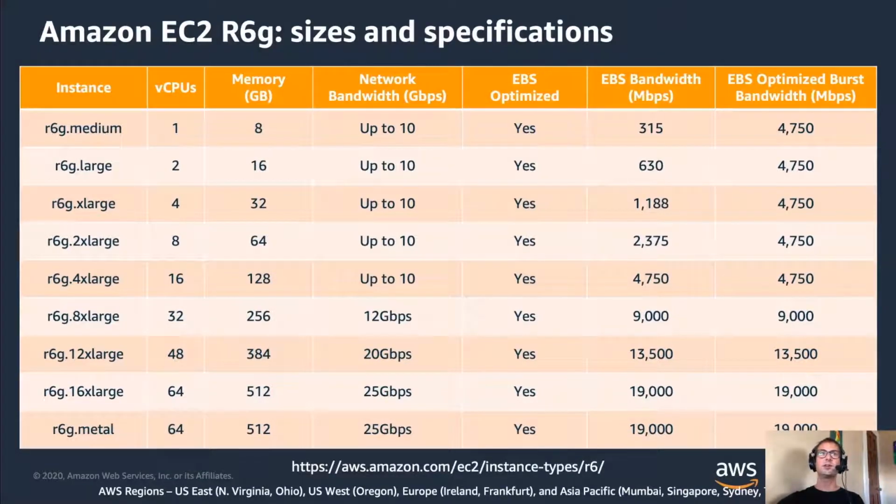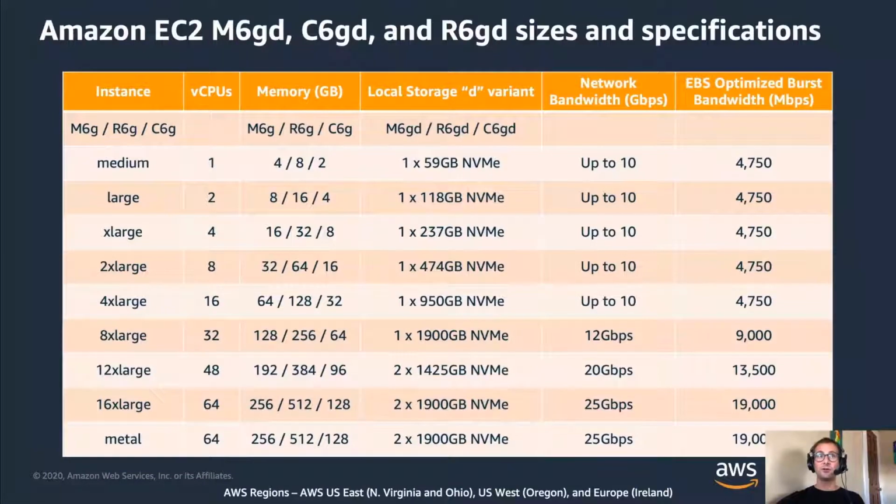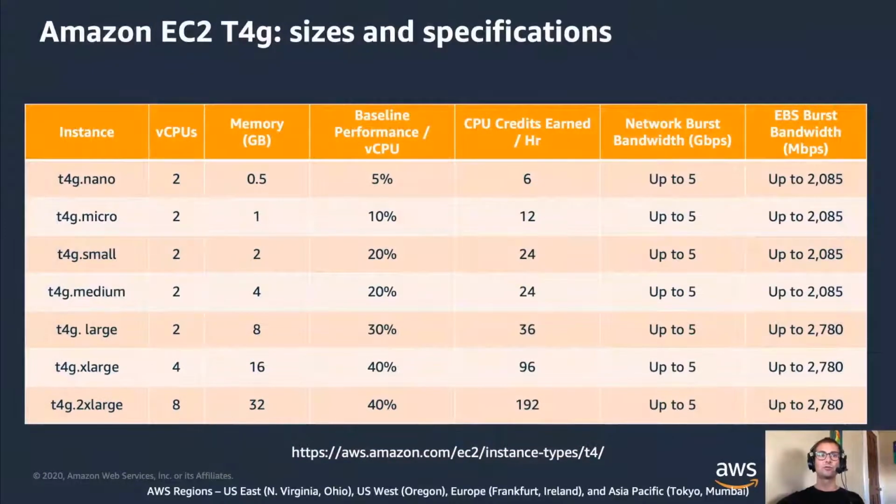The R6g is yet another variant with 8 gigabytes of memory per vCPU and up to 512 gigabytes of memory. It also comes in sizes from 1 to 64 vCPU and in a metal version. The variants with internal NVMe-based SSDs are displayed on that slide. They're available for all the different families, M6g, R6g, and C6g, and offer different amounts of disk capacity depending on the instance size. The T4g is available in 7 different sizes, from 2 vCPU up to 8, and from half a gigabyte of memory up to 32.